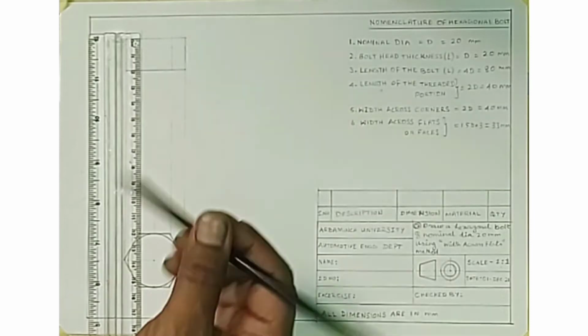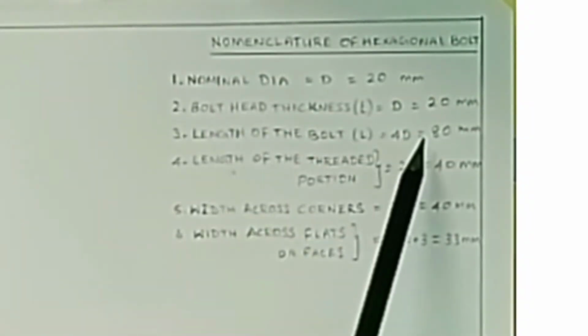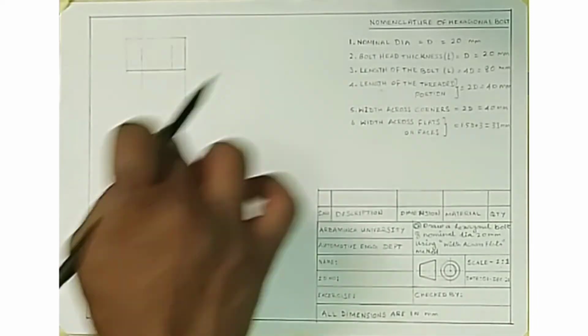And also here I can draw the length of the body, the length of the bolt. The length of the bolt is 80 mm, 4D. So I can draw up to here. So let me draw the skeleton of the front view. Now the skeleton of the front view is done.